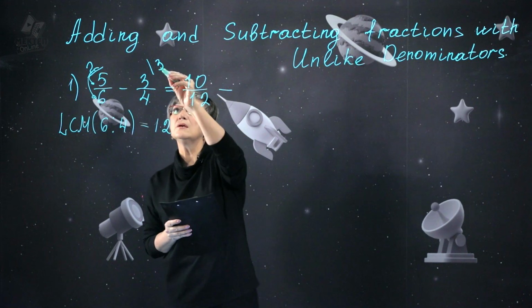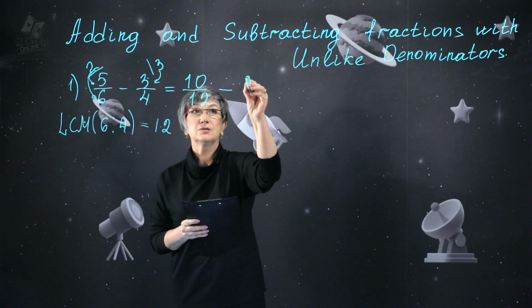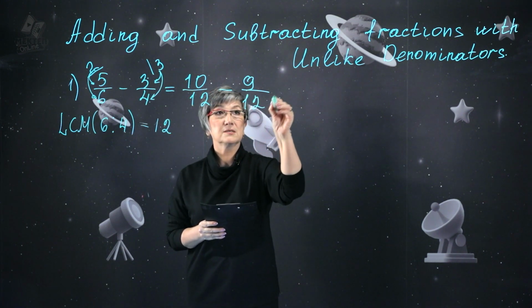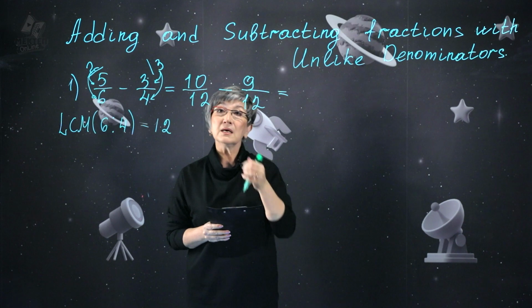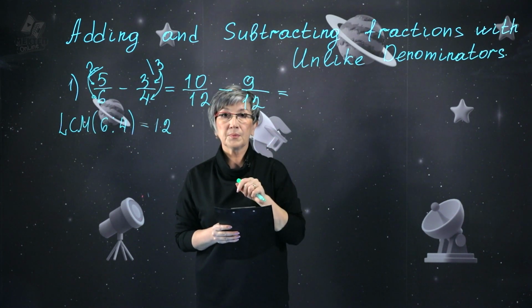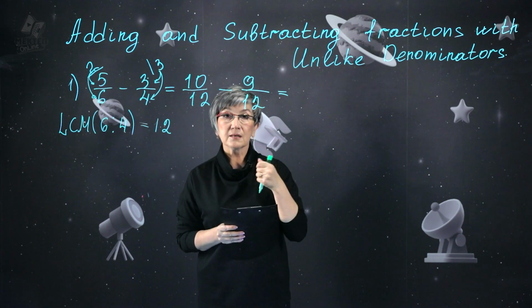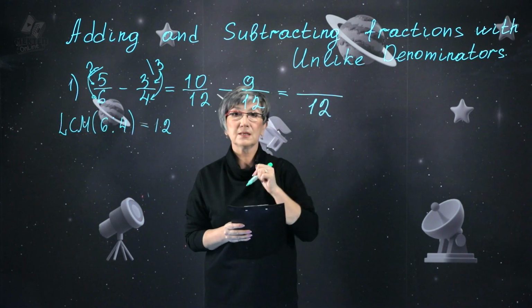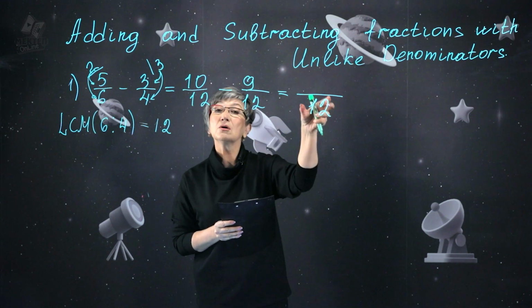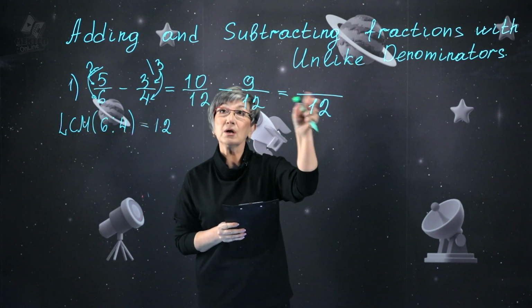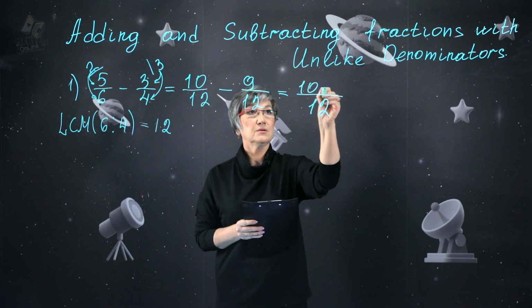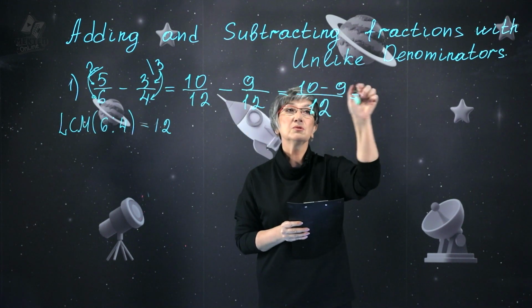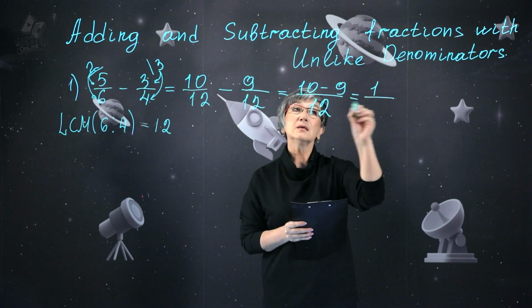Minus 3 times 3, that's 9. And 3 times 4, that would be 12. Notice the denominators we obtained. They are identical denominators, so I will record this common denominator. I am subtracting the second fraction from the first fraction. The numerator of the second fraction is subtracted from the numerator of the first fraction. Now, let's count. The difference between 10 and 9 is 1.